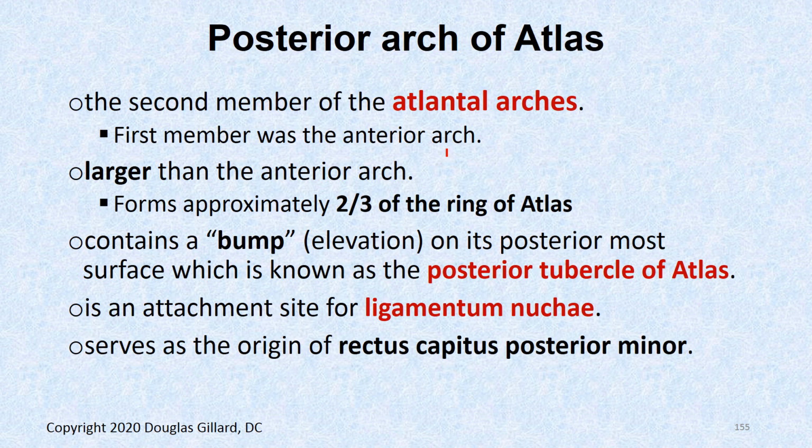Posterior arch of atlas. Again, that's the second member of the atlantal arches. First member was the anterior arch. It's much larger. In fact, about 2/3 of the entire ring of atlas is made up by the posterior arch. And it contains a bump on its posteriormost surface, which is called the posterior tubercle. It's an attachment site for, among other things, ligamentum nuchae, and serves as the origin for rectus capitis posterior minor muscle.